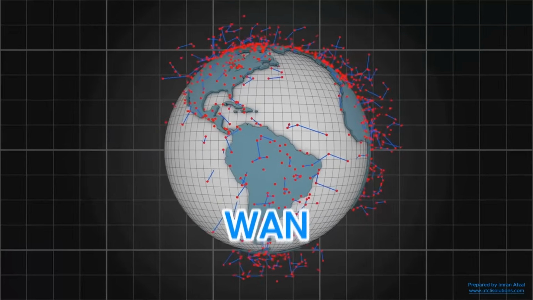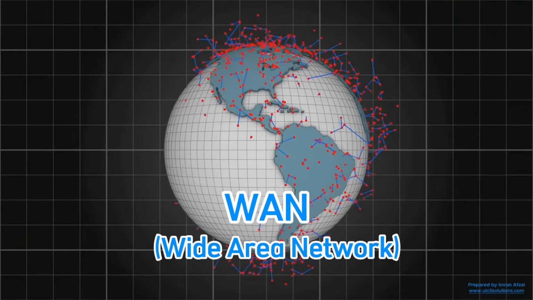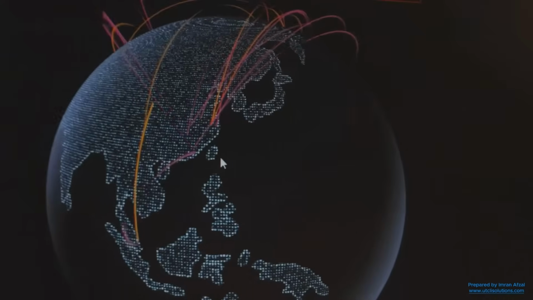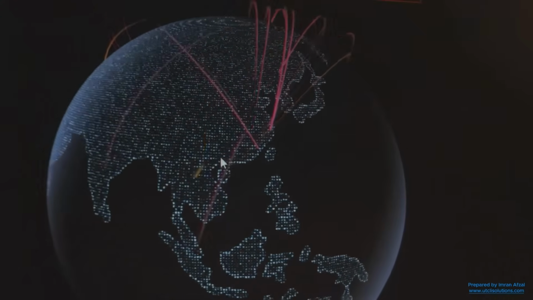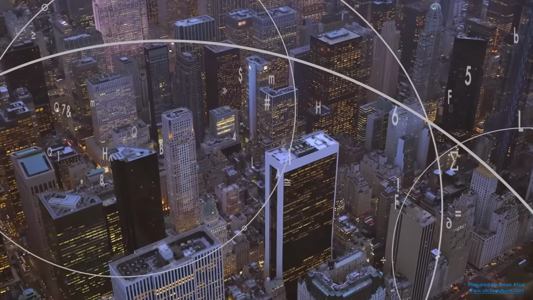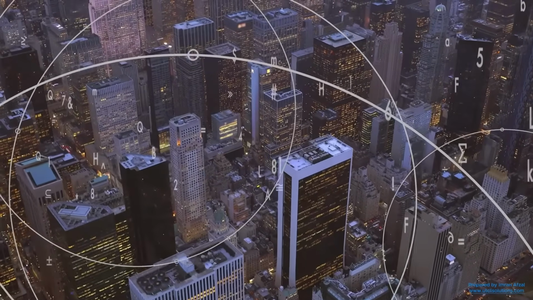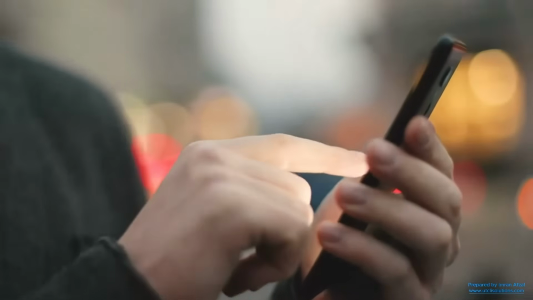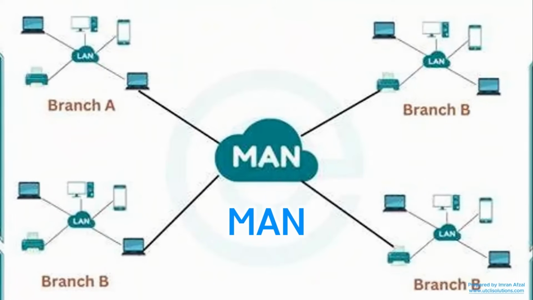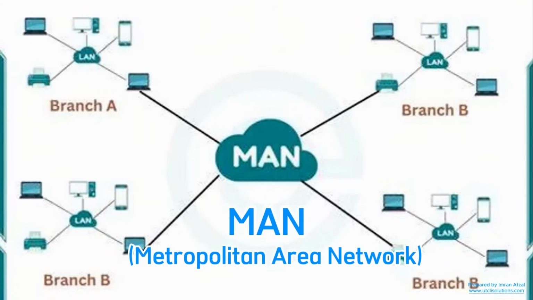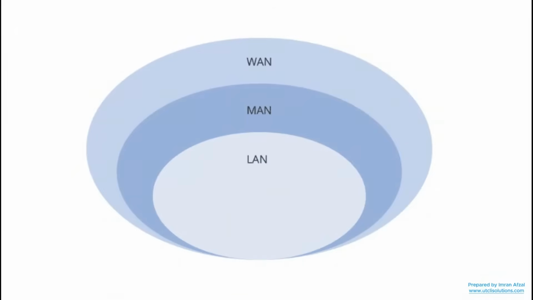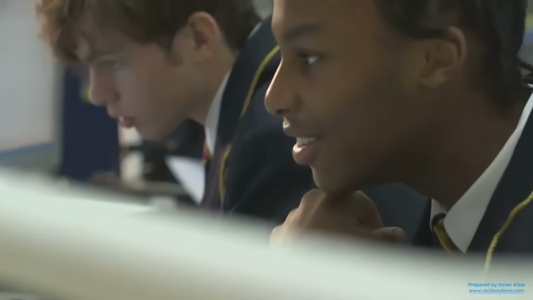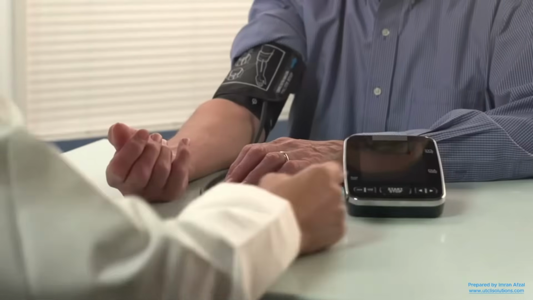The second one is a WAN or wide area network. This connects devices over large distances. The internet is the biggest example of a WAN. It connects millions of computers all over the world. So, when you send a message to a friend in another country, you're using a WAN. Another type is MAN or Metropolitan Area Network. This is bigger than a LAN but smaller than a WAN. It usually connects buildings in a city like schools, offices, or hospitals.